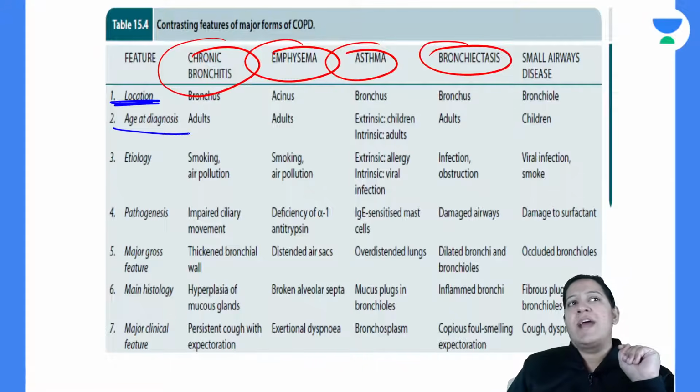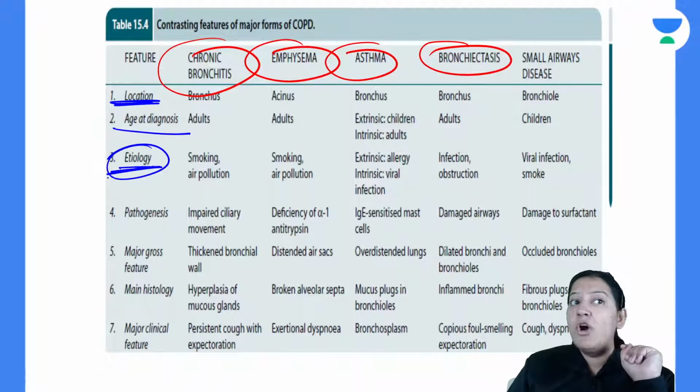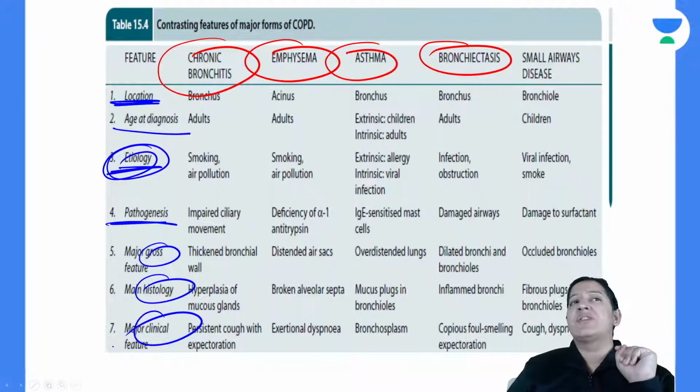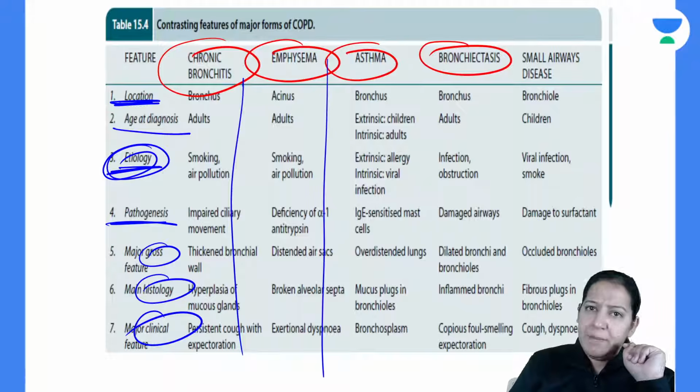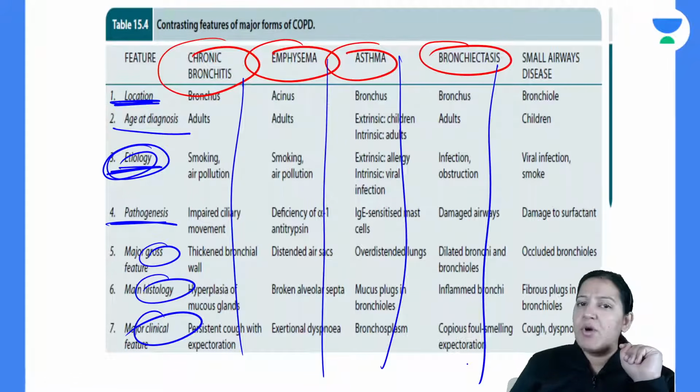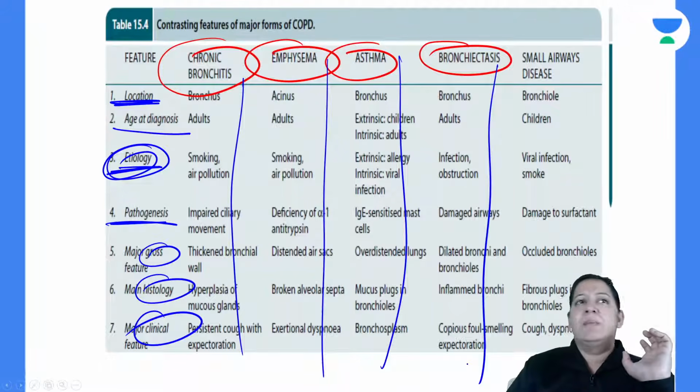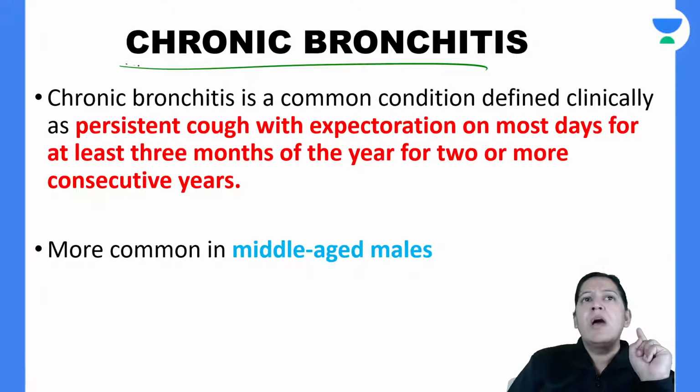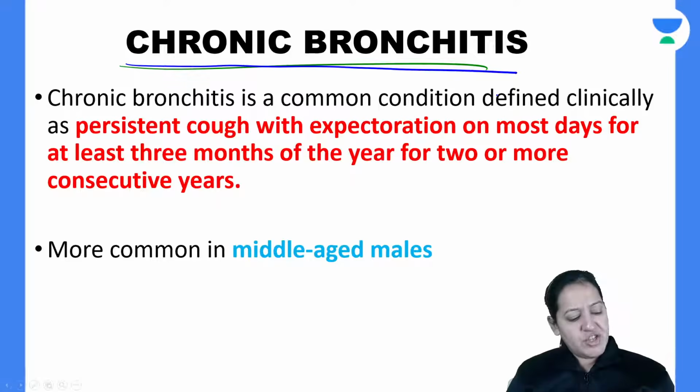Second, what is the age of diagnosis? The third, what is the reason: etiology, pathogenesis, gross, microscopy, and clinical features. So please make a comparative table if you wish. It will be easy for you for solving MCQs if you make this table with me. Let me start with the first one, chronic bronchitis. What is the definition of chronic bronchitis?